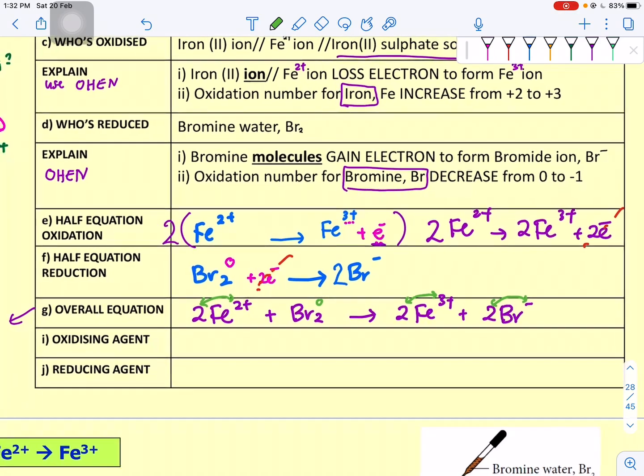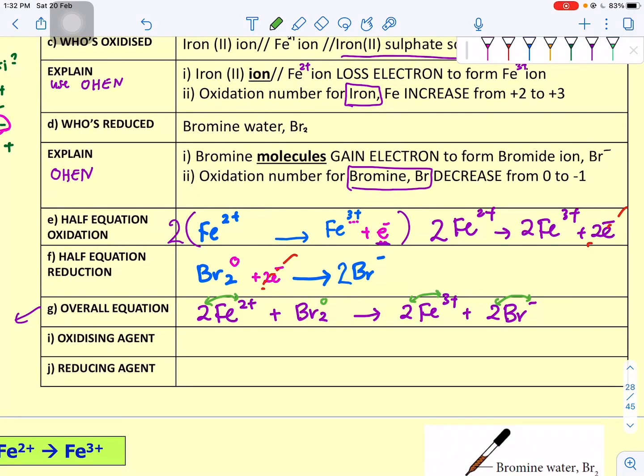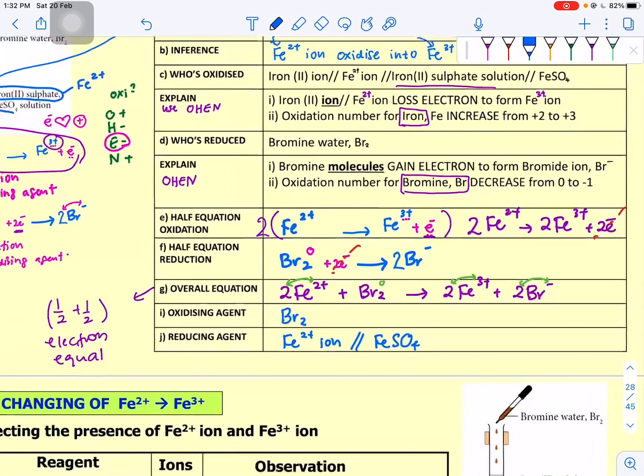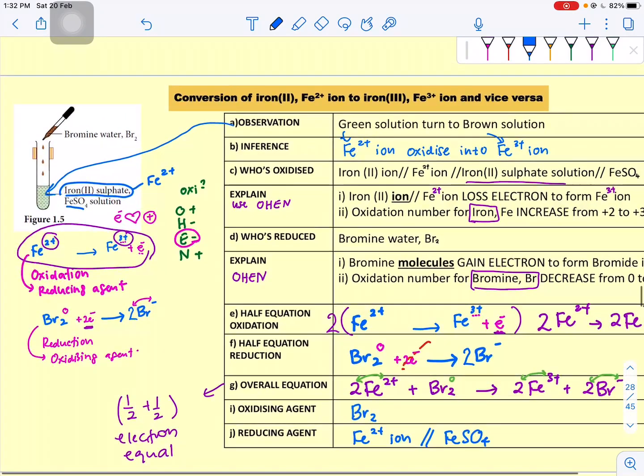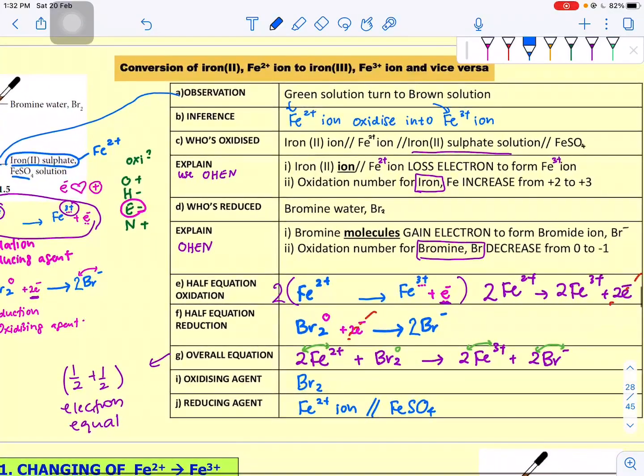And then move on to oxidizing agent. Okay, this is easy because we already know who undergoes oxidation and reduction. Oxidizing agent we take from the substance that undergoes reduction. So oxidizing agent is Br2. Reducing agent is Fe2+. You can write down Fe2+, can. You can write its full name, can. FeSO4, can. It is okay, both correct. So this is an example of when iron 2 changes to iron 3 using bromine water.